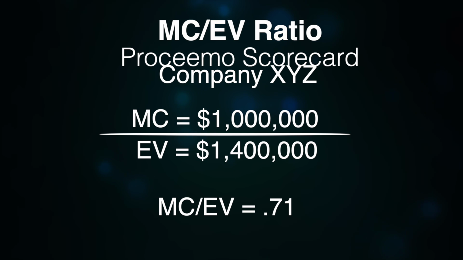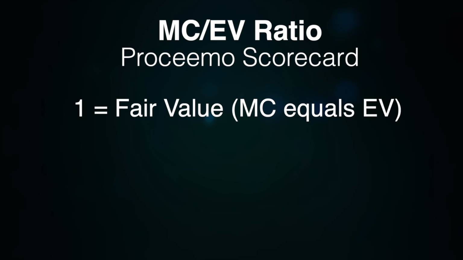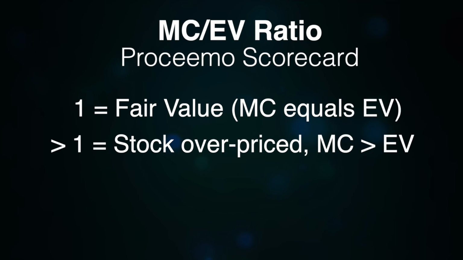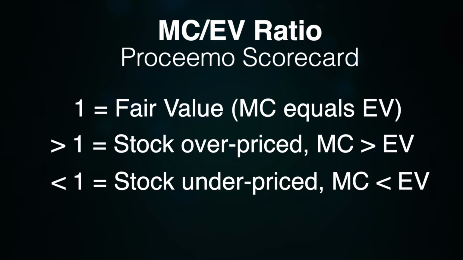We say on our Proceemo scorecard that a value of 1 would indicate a fairly priced company, because for this ratio to be 1, market cap would need to be equal to the enterprise value. Greater than 1 would mean the stock is potentially overpriced because the enterprise value is greater than the market cap, and under 1 would mean the stock is potentially underpriced because the enterprise value is greater than the market cap.